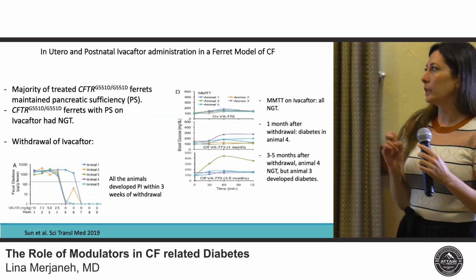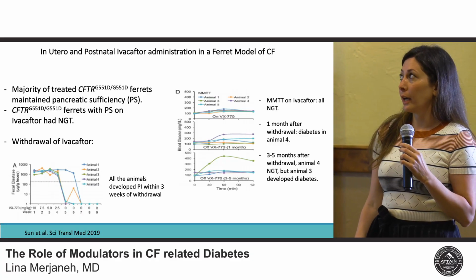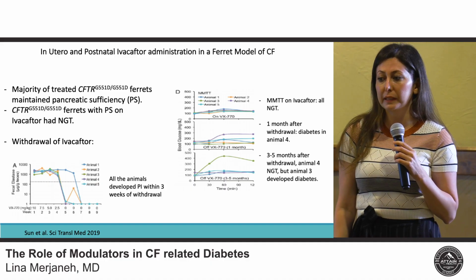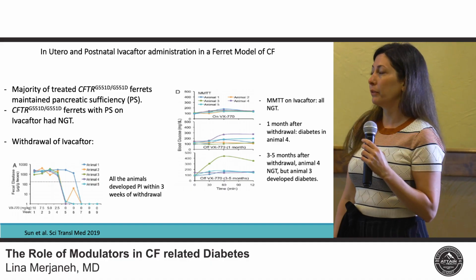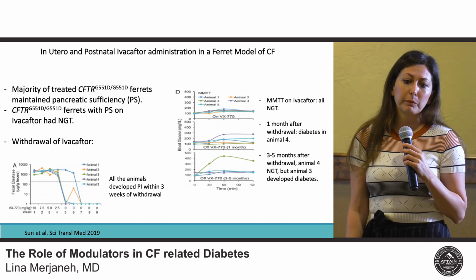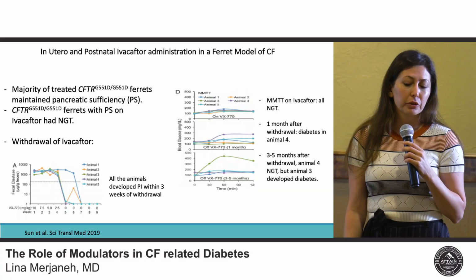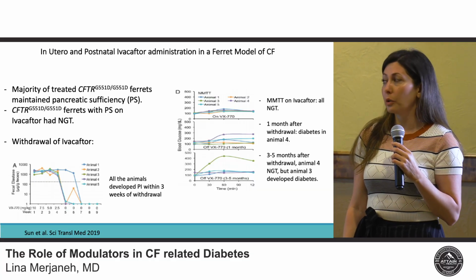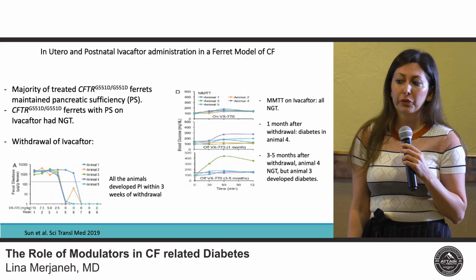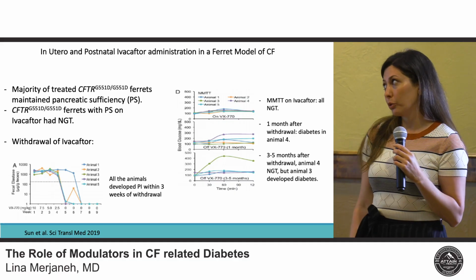This study was done by some colleagues from the University of Iowa. They administered ivacaftor in utero and postnatally for a few months in ferret models of CF. They found that the majority of treated homozygous ferrets with a gating mutation maintained pancreatic sufficiency in the first few months after birth, and they also had normal glucose tolerance, compared to the heterozygous or knockout ferrets, which developed pancreatic insufficiency and abnormal glucose tolerance.